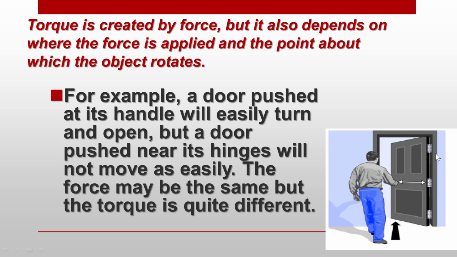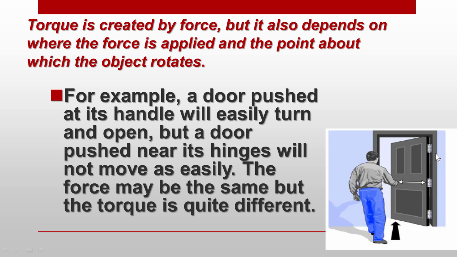You can do it practically as well. You can push or pull the door at its handle, and it will open easily, but if you push the door near its hinges, it will not move so easily. It will not be opened or closed so easily. So it means that we are applying the same force, but the point of application of force is different, so it is causing a difference. The torque produced is different because the point of application of force is different, and the distance between the point of application of force and the point about which the object is rotating is different. So these two are the factors upon which the torque depends.